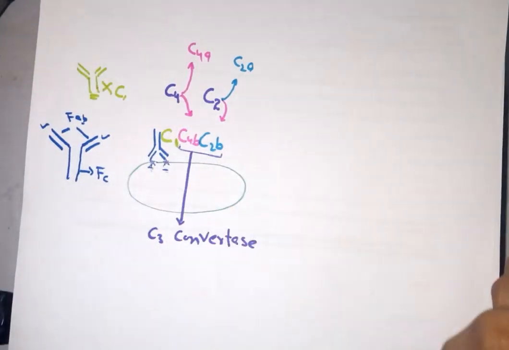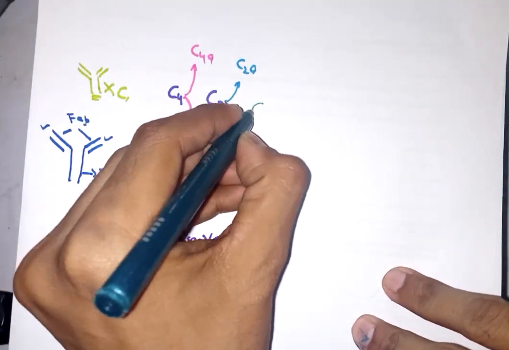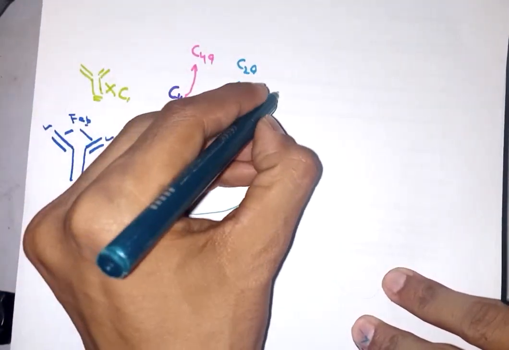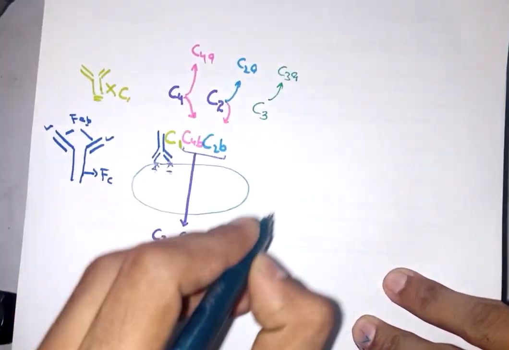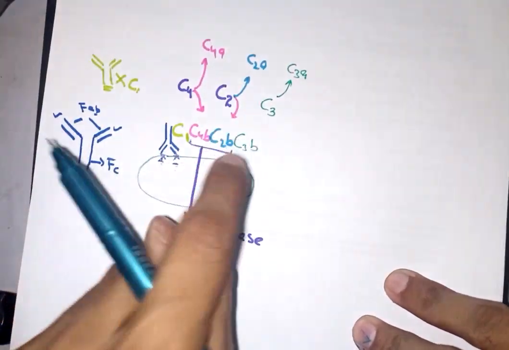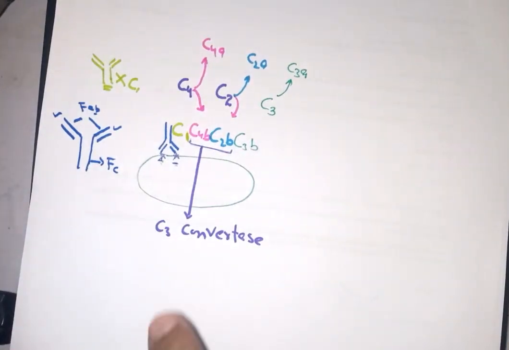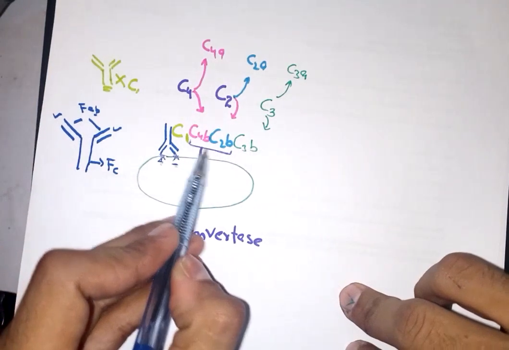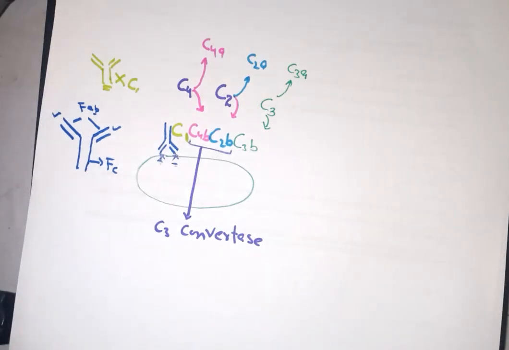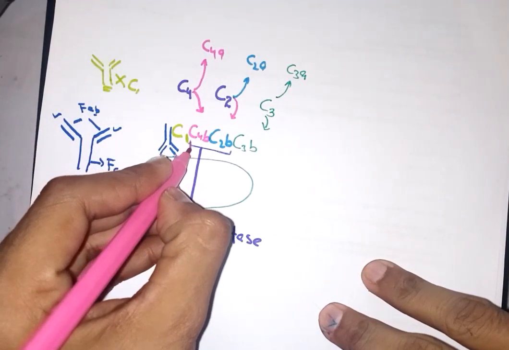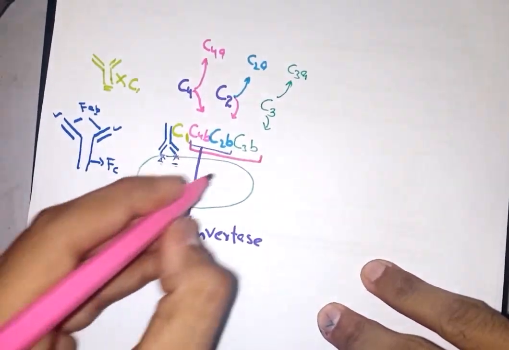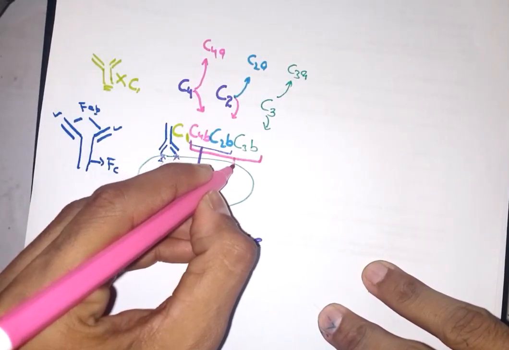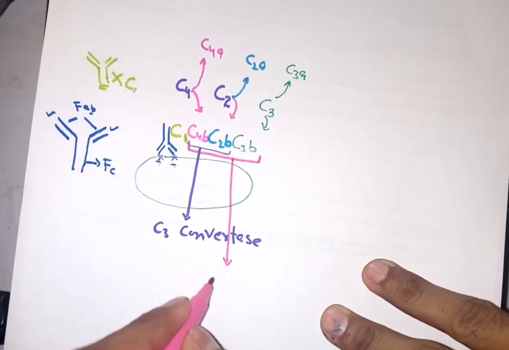Now, this complex will convert C3 into C3a and C3b. Again, the B portion will make a complex with the other proteins, and C3a will stay away. We'll talk about the function of the A fragments in a later part of the video. Now the complex of C4b, C2b and C3b is basically called C5 convertase.